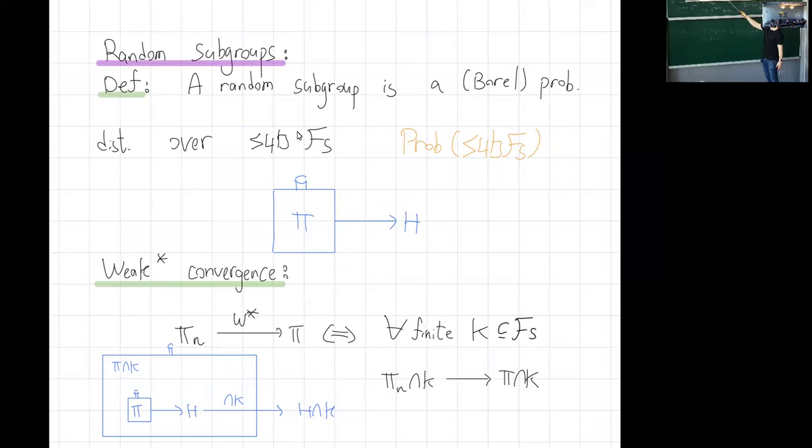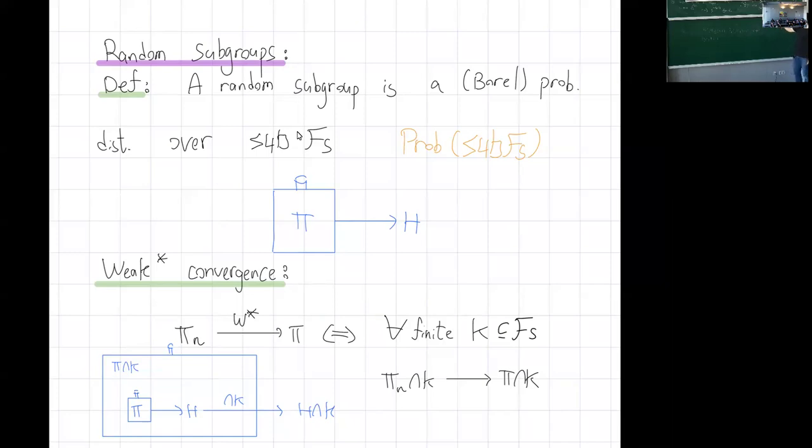So you can take your random subgroup and intersect it with a finite set. What does it mean? You just sample from your distribution, you get a subgroup, and you intersect it with K. Now, what did you get? You got a subset of K. K was finite, so the number of possible outcomes here is finite. So pi_n intersection K is just a probability distribution over a finite space. So this is just a vector of numbers between 0 and 1.